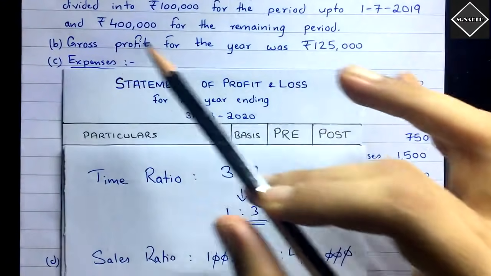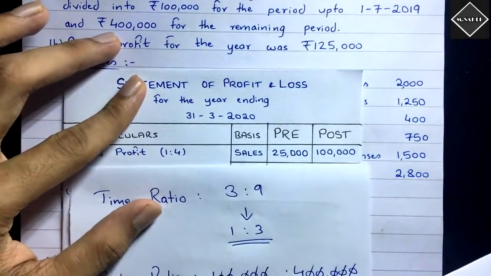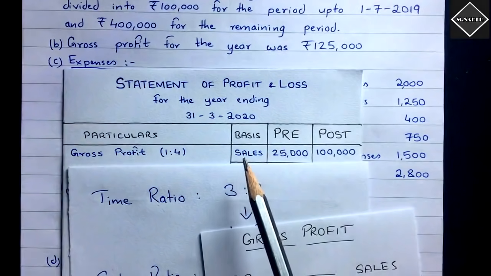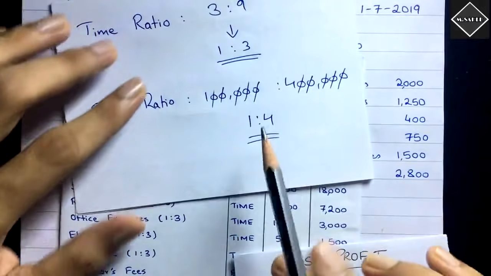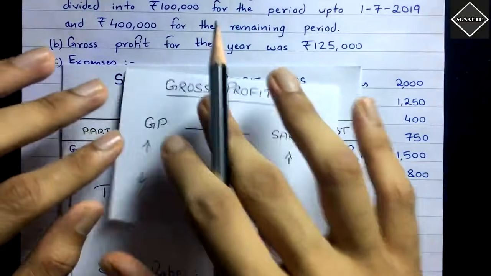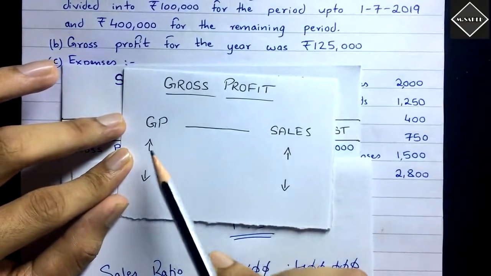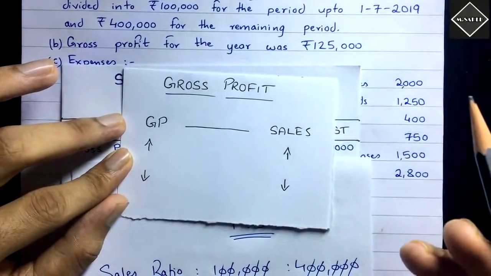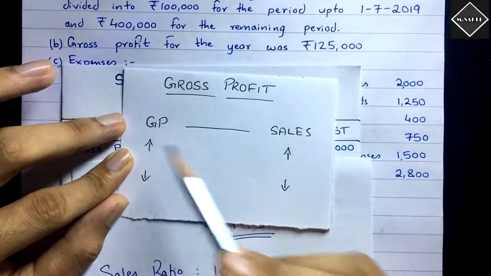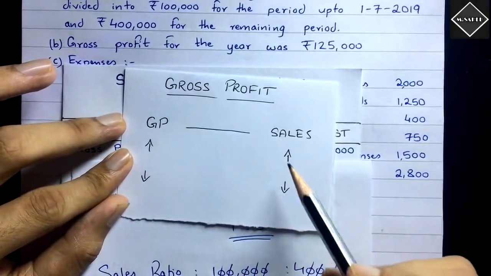So we are going to take first the gross profit, 1,25,000. Now you need to understand the gross profit. I have directly taken the gross profit here, and I have allocated it on the basis of sales ratio. The sales ratio is 1:4. Why did I use the sales ratio? Because gross profit is directly related with sales. If sales increase, your gross profit also increases. Simple logic. If you sell more products, your gross profit will increase. If your sales are bad, then your gross profit will be bad.